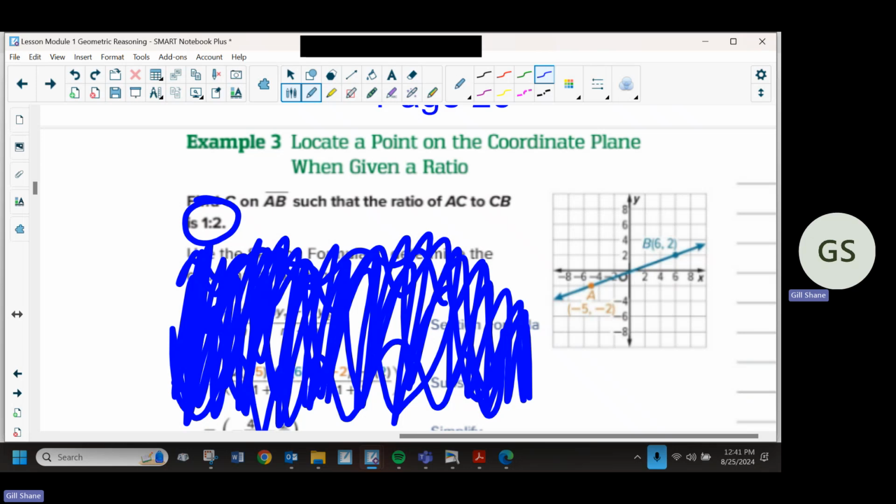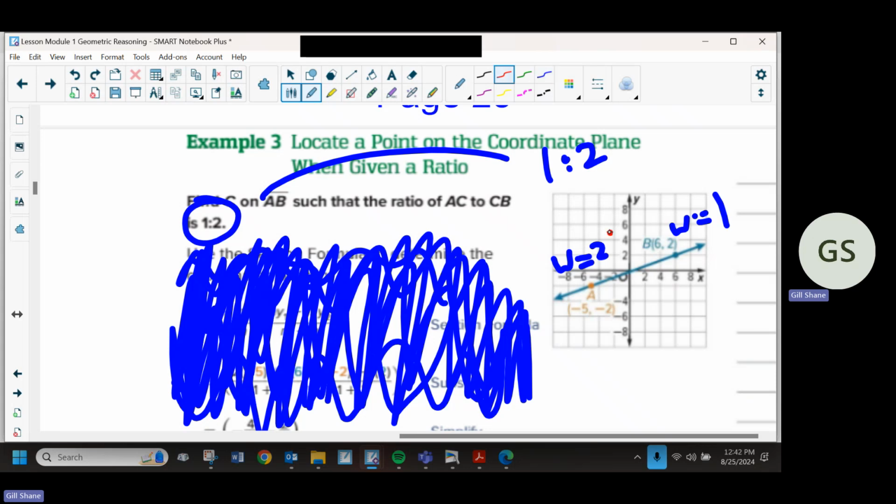So instead of A being 1, because here's the ratio. This is the ratio they give you right there. So instead of A being a weight of 1, we just flip it. It's 2. Instead of B being the 2, it's the 1. And once you flip it, I think you guys are relatively comfortable with doing this.